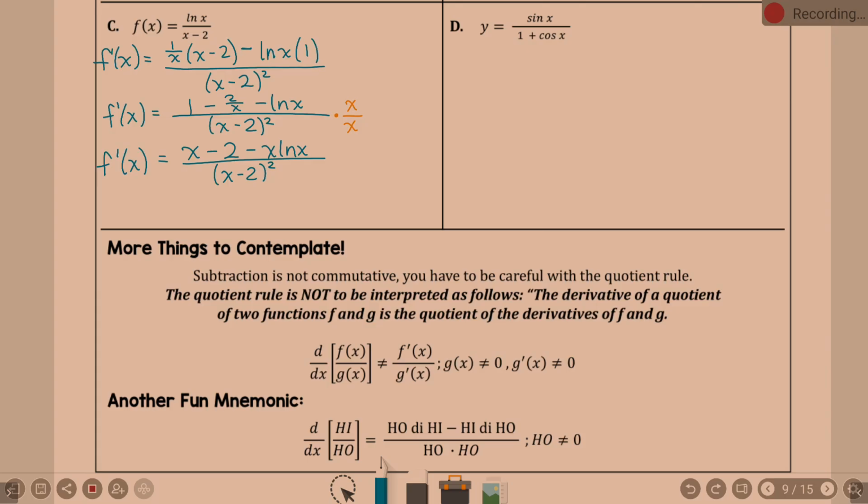X minus 2 squared. No, on the denominator. Yeah, because it's denominator squared. The original denominator was x minus 2, and then it's denominator times denominator. So x minus 2 quantity squared, multiplied by x. Oh yeah, x out front. Okay.